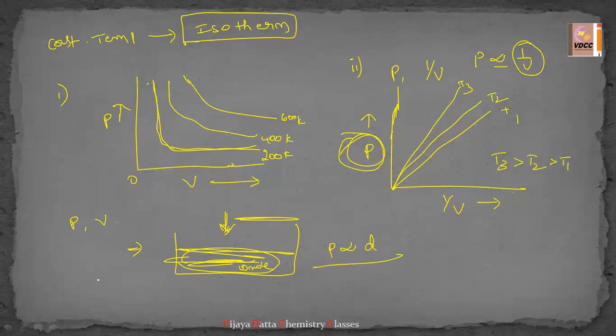You got my point. See here, if you are taking the volume till here, through the piston you are applying some pressure, right? So you are applying the pressure. As gases are highly compressible in nature, the gas starts compressing and the gas came to here.